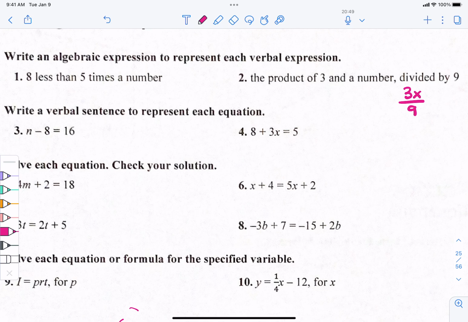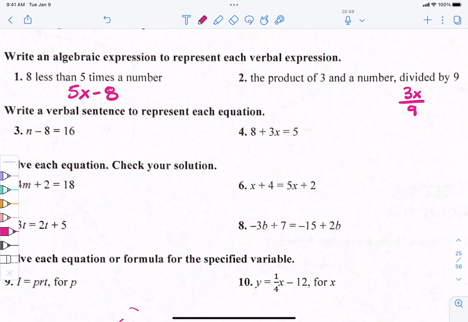All right. Did you get number 1? What'd you get, Toby? 8 less than 5 times a number. 5 times a number is 5x. Now, do you have to use x? You could use y or whatever variable you want, but x is better. And then minus 8. 5x minus 8. There you go.